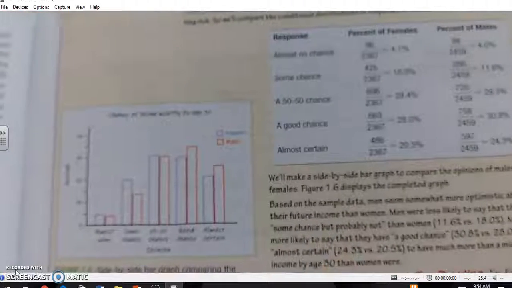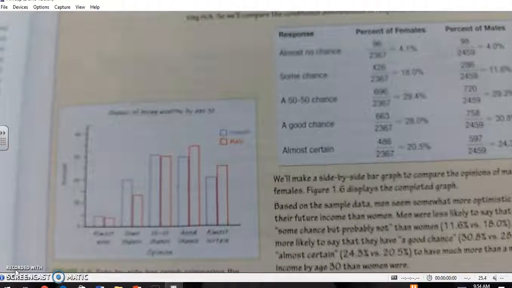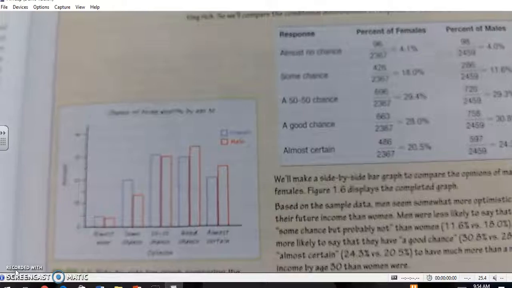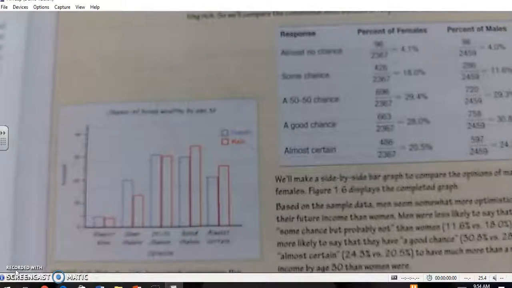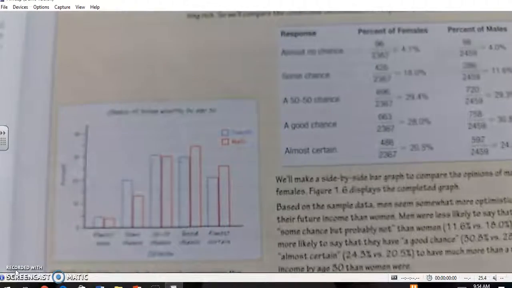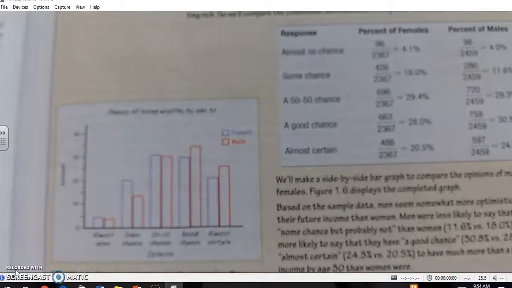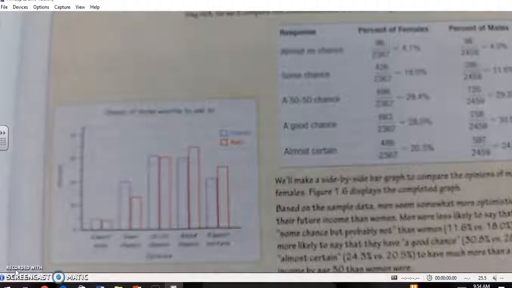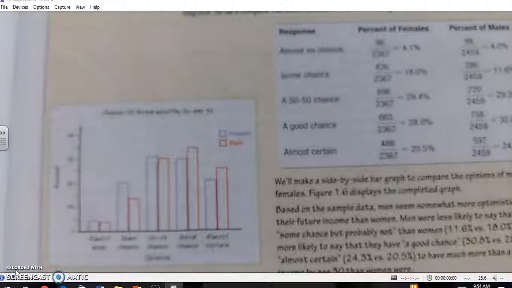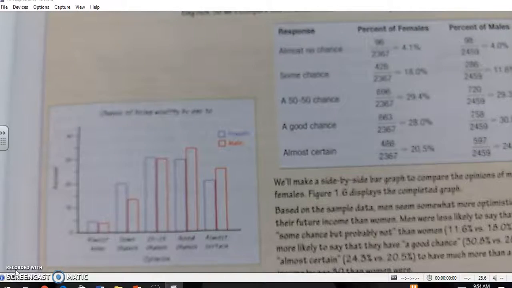Based on the sample data, men seem somewhat more optimistic about their future income than women. Men were less likely to say that they have some chance but probably not than women, 11.6 versus 18%. Men were more likely to say that they have a good chance, 30.8% versus 28%, or are almost certain, 24.3% versus 20.5%, to have much more than a middle class income by age 30 than women were.